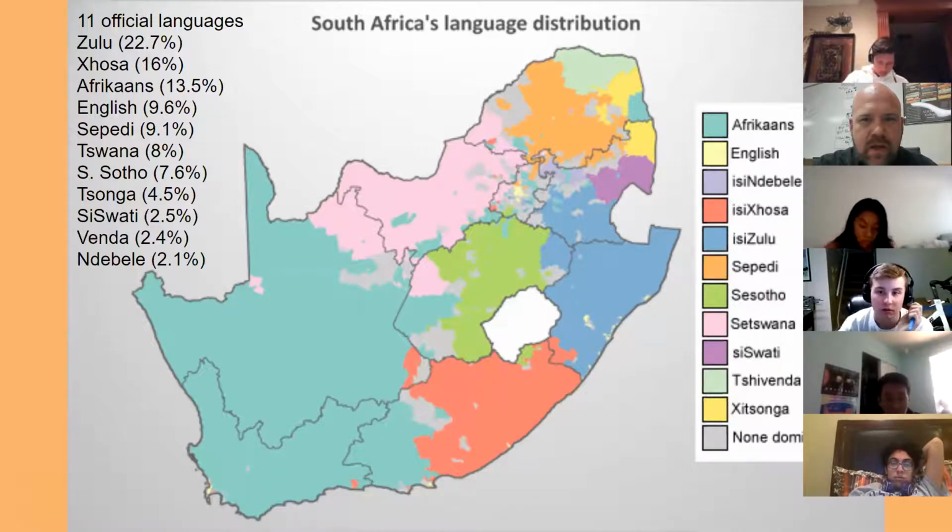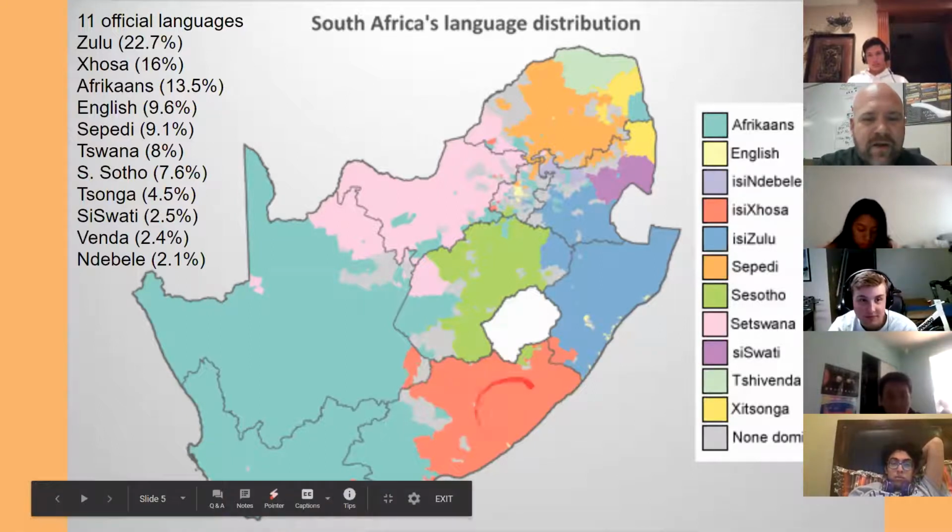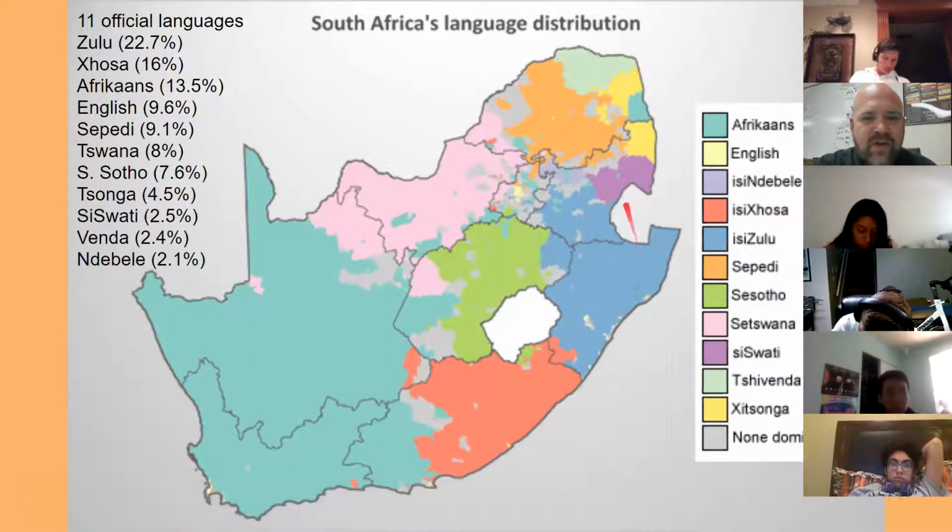Could you say that a little bit slower? Yeah. The Xhosa are this area down here. They're in Natal. And the Zulu are in Natal and Transvaal. They're in this area up here.